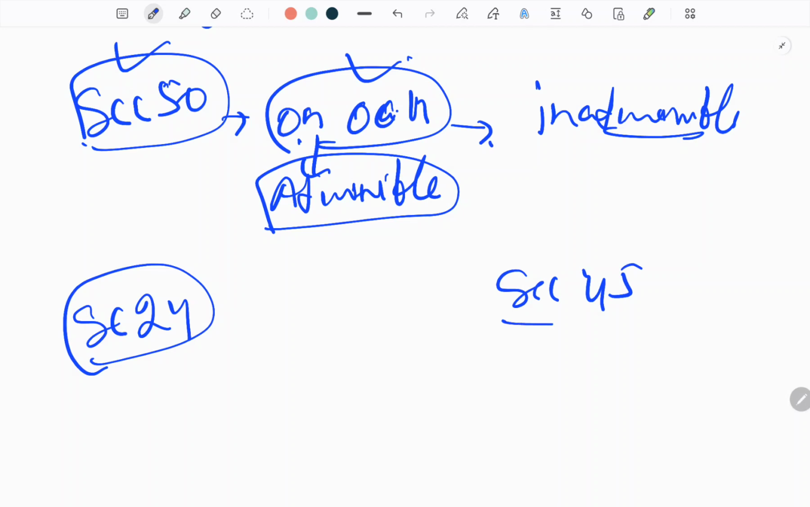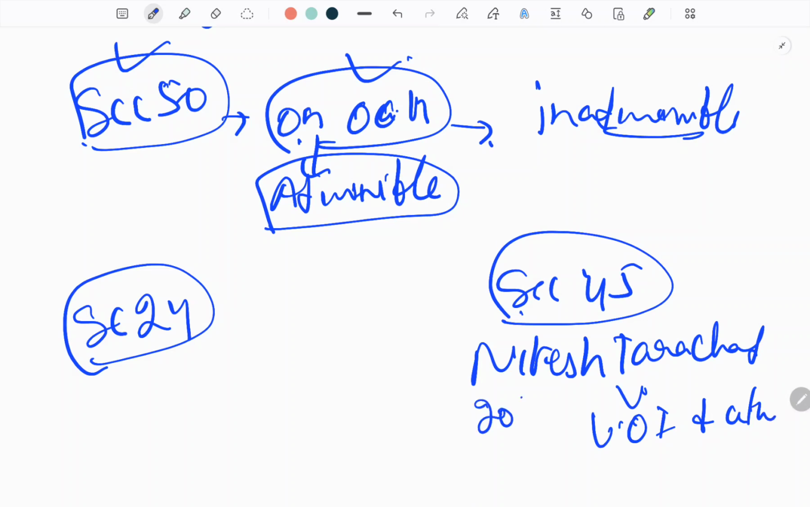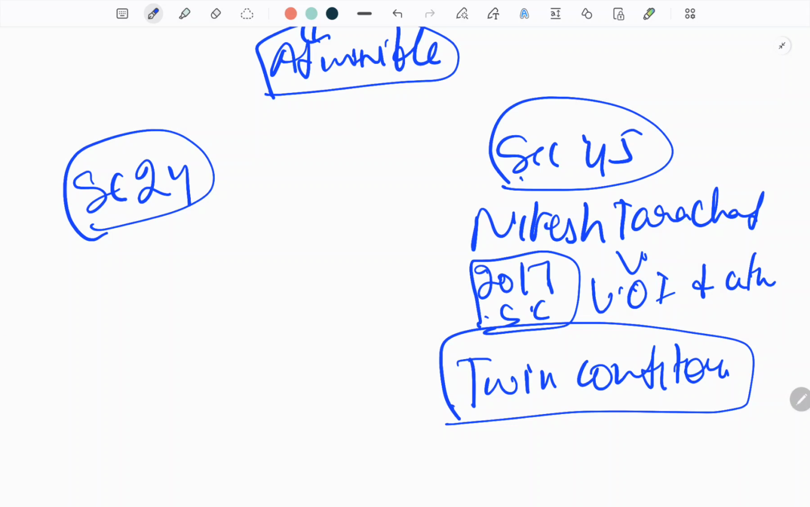Section 45 is also very important. In section 45 there are a lot of judgments, and the first judgment was Nikesh Tarachand versus Union of India and others, 2017 Supreme Court. It says that the twin condition given under section 45 is violative of Articles 14 and 21, so it was declared unconstitutional.